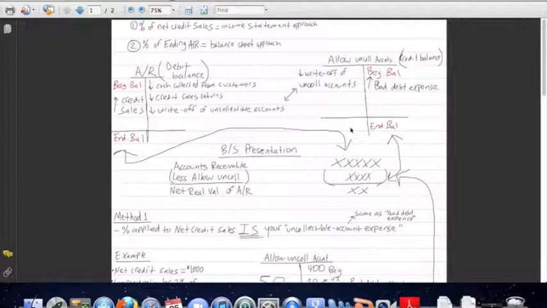This ending balance just represents the estimated amount that you believe you will not collect from customers that you made a sale to. So you made all these sales, and then you're basically just predicting, well, I think this amount will not be collected due to past history.